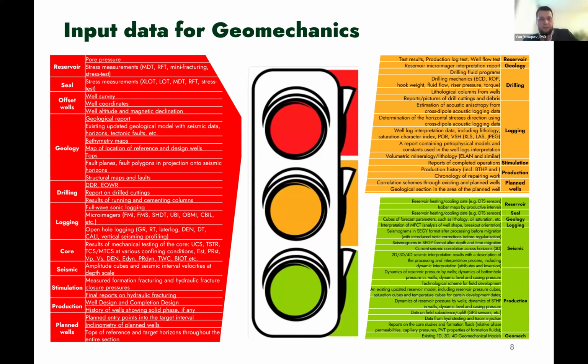Of course, this can be pore pressure and XLOT measurements for calibration of pore pressure, SH min, and other types of data that can be red. And for the other types of data, we can see that the orange and green are optional data. They can be information about acoustic anisotropy in acoustic logging, determination of horizontal stresses using cross dipole, any reports for completed operations, production history, chronology of repair work on the wells, and other information.